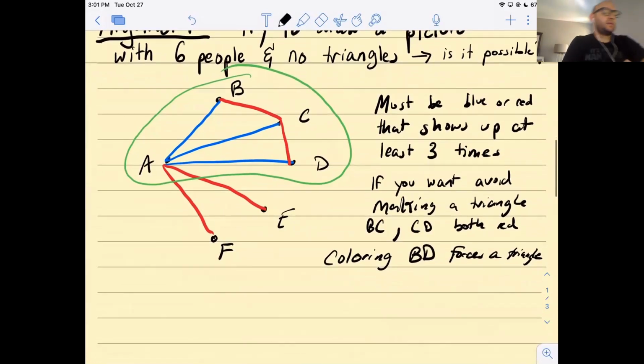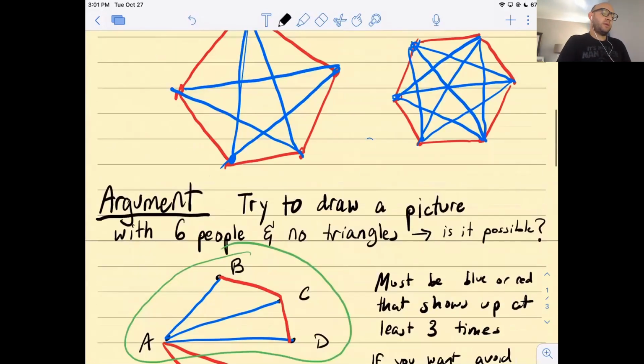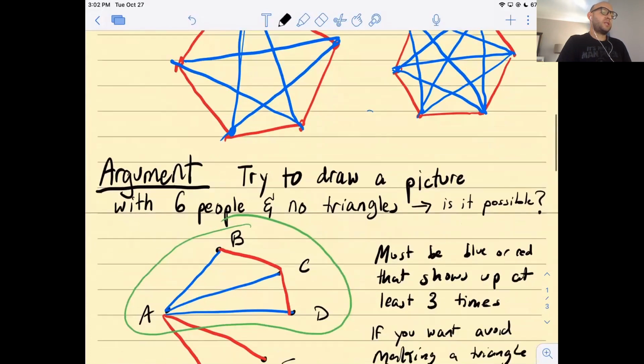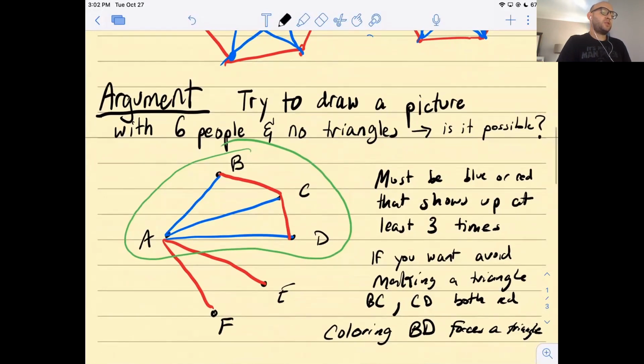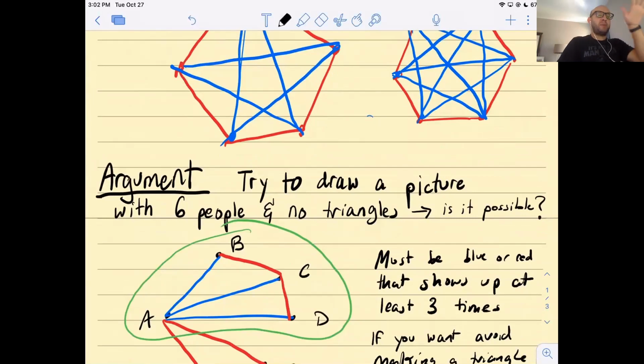And so this is something called... so what we found here is that if you have 6 people, it's impossible to make a drawing, like we do with 5 people, where you don't have a triangle. With 6 people, precisely because it's 6 people, there's 5 people left over, so you've got to have at least 3 of one color. It's precisely that fact that makes this configuration required.